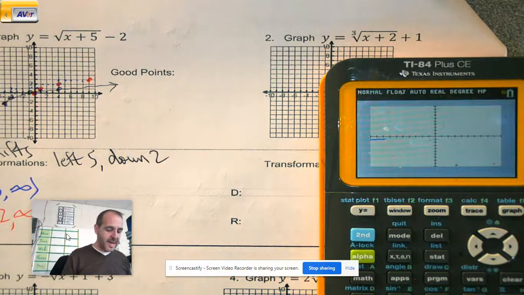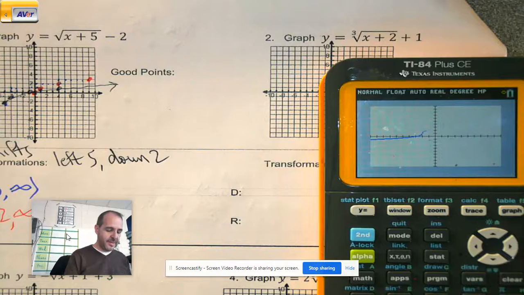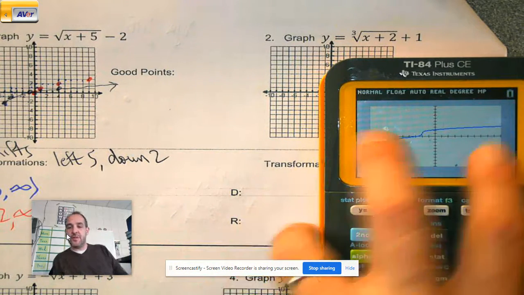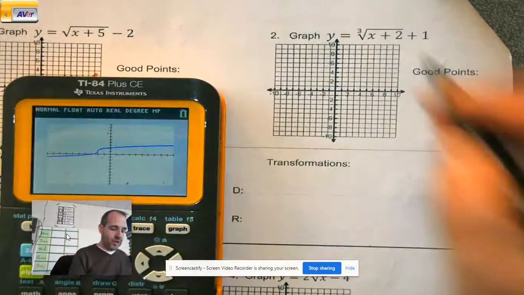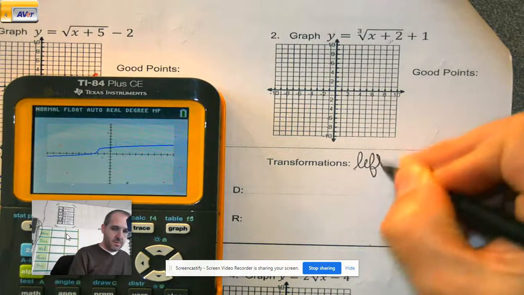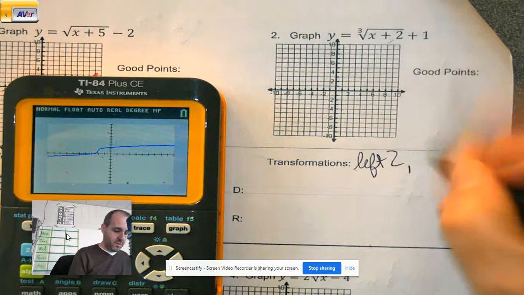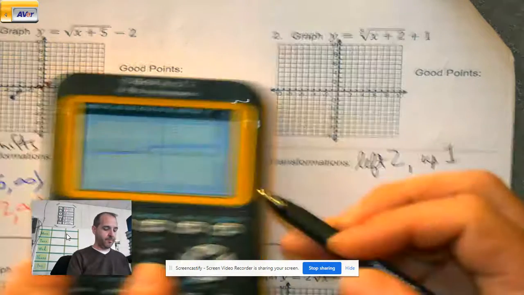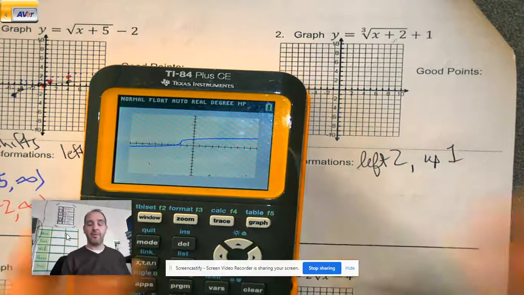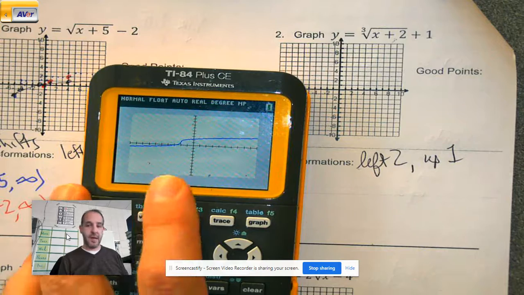And here's going to come my snake. It's shifted a little bit. It's not going through the origin anymore. Why? Well, because of my transformations, which are left 2 and up 1. Left 2 and up 1. I can see where the middle of my snake is and get that. So I'm like, okay.